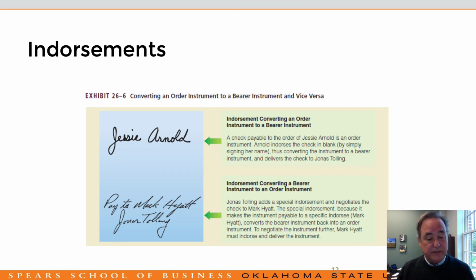order instrument. So to negotiate the instrument further, Mark Hyatt would then have to endorse and deliver the instrument. And again, Mark Hyatt could sign it in blank, could endorse it in blank, and transform it back into a bearer instrument. I know that's a lot to get a hold of, but review these situations on your test.